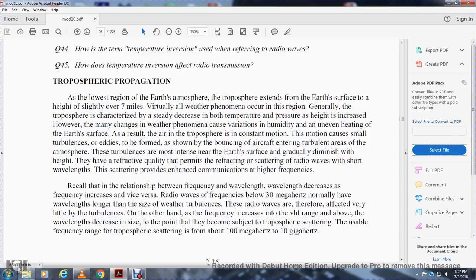As a result, the troposphere is in constant motion, causing small turbulence eddies, like the bouncing experienced by aircraft in turbulent air. These turbulences are mostly intense near the Earth's surface and gradually diminish with height. The refractive quality of this turbulence causes scattering of radio waves with a short wavelength, providing enhanced communication at higher frequencies.